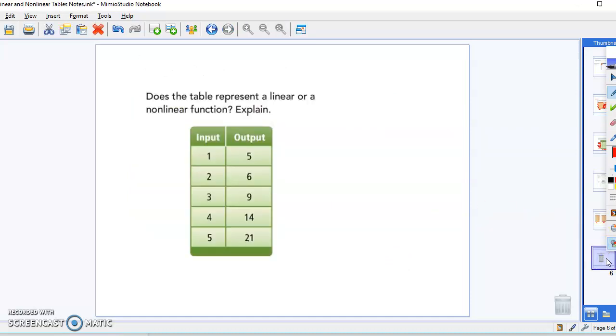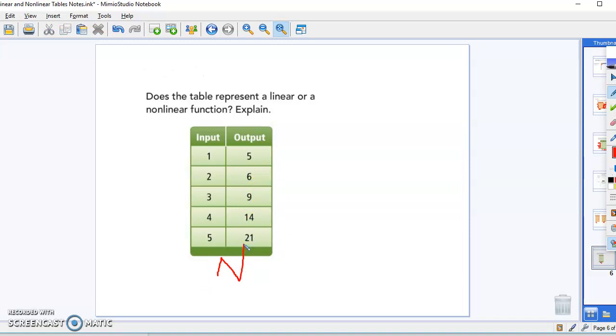Last question here, does the table represent a linear or nonlinear function? Again, see what I mean? Those input values are all going up by 1s. So if this isn't doing a constant rate of change, we know that this is nonlinear. And it goes from 5 to 6 to 9 to 14. Clearly we could tell that is an example of something that is nonlinear.